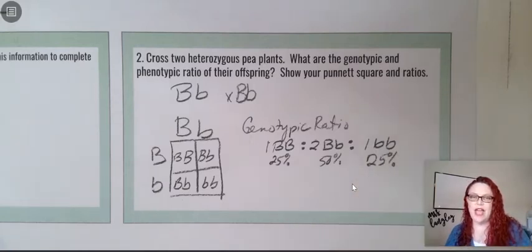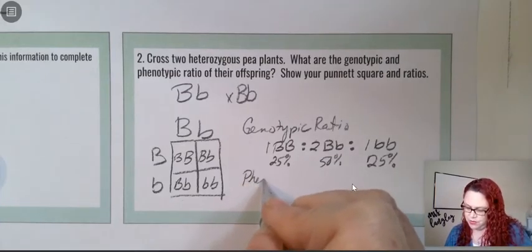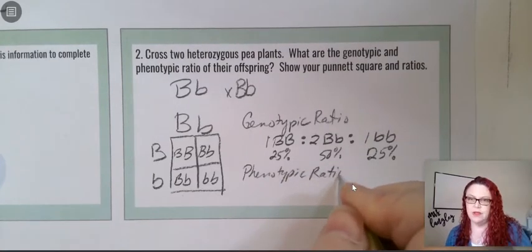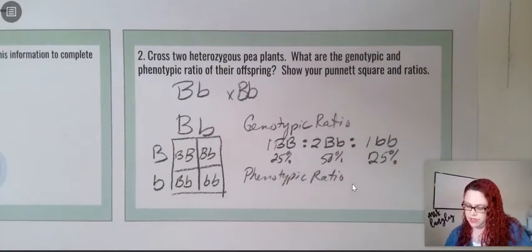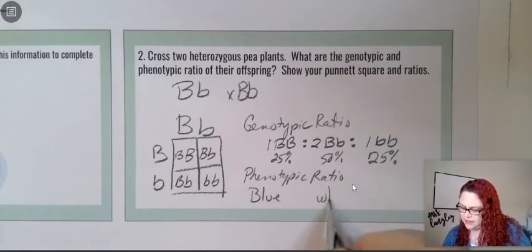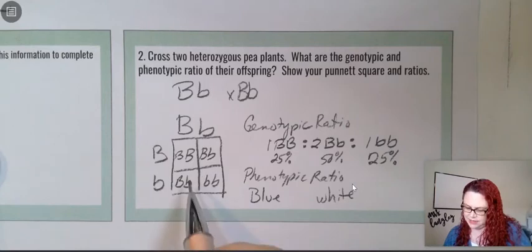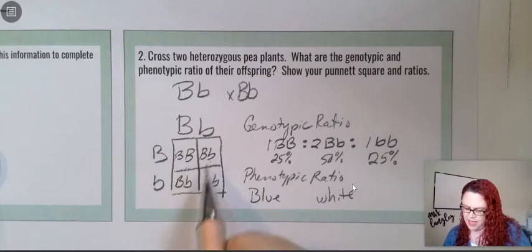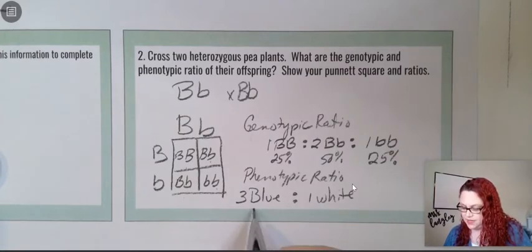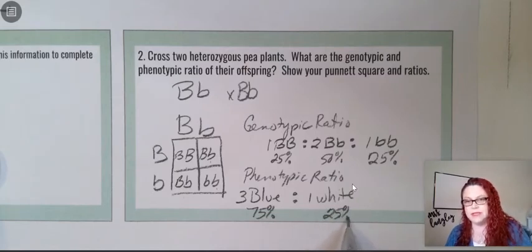I can then look at my phenotypes and my phenotypic ratio. For phenotypic ratios, I'm going to simply have blue or white, and that's going to be blue, that's blue, and that's blue. So that's 3, and that one's white. So I have 3 to 1. If I did these as percentages, I'd have 75% blue and 25% white.